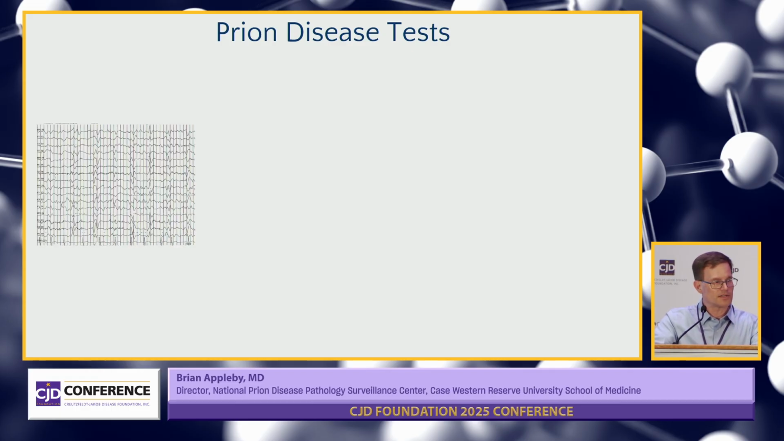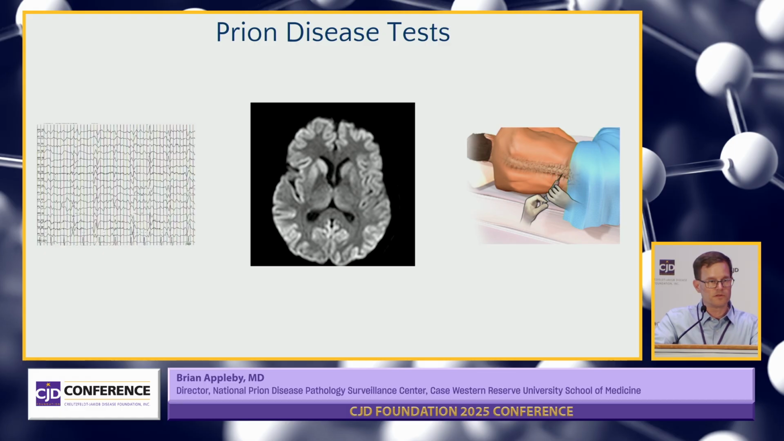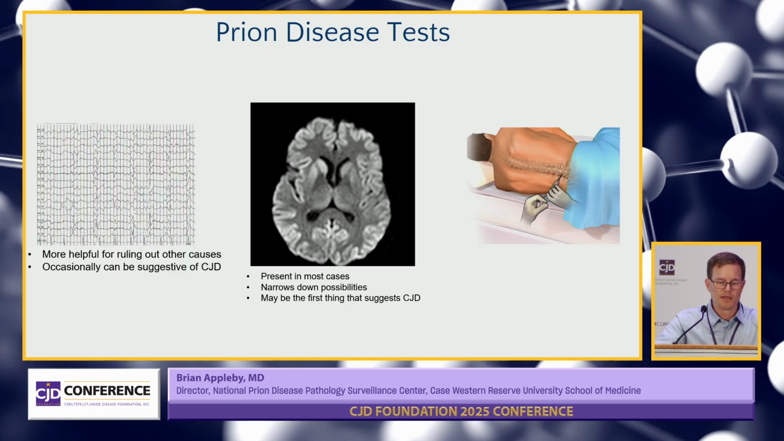We have something called the electroencephalogram that looks at brain waves, kind of like an EKG for your brain. We have the brain MRI that looks at the structure of the brain and any abnormalities in there. And then we can take spinal fluid using a spinal tap. EEGs, or electroencephalogram, are very helpful nowadays for ruling out other causes, especially things like seizure disorders. They can occasionally be suggestive of CJD, but usually they won't be. The brain MRI is present in about 95% of all cases of sporadic CJD. It drastically narrows down the possibilities of what could it be.